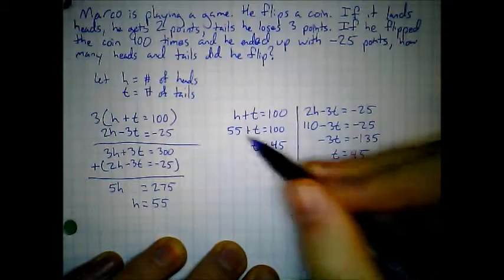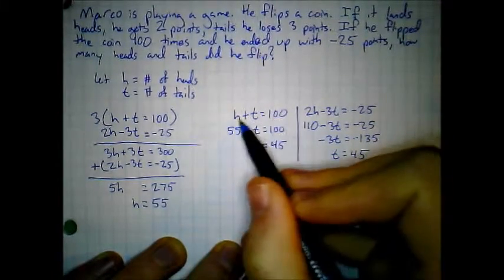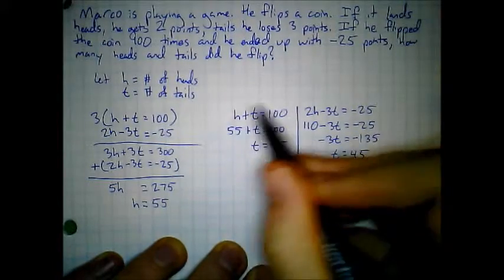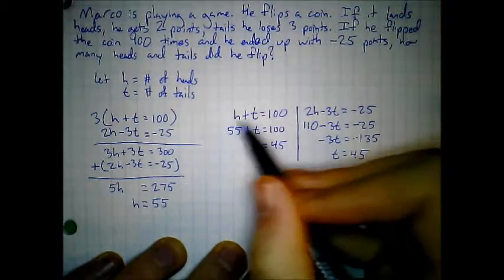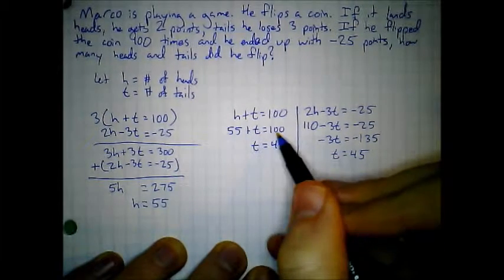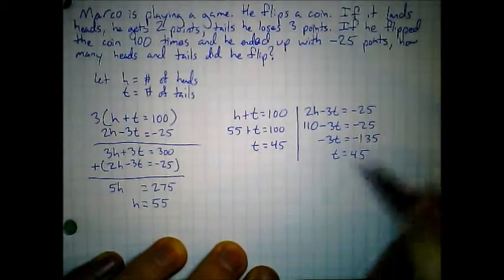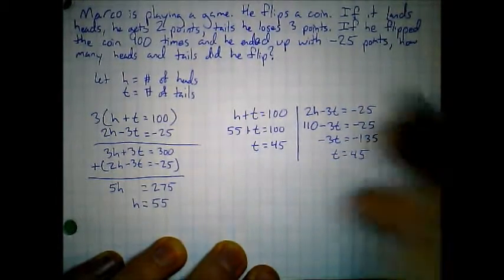Again, this one's a little bit more intuitive. We usually use the other equation just to check our work. This one was easy. He flipped a total 100 flips. So if you flip 55 heads, that means the rest of the flips had to be tails. So we simply subtract 100 minus 55 equals 45 tails. We check our work with the other equation to make sure we did it right.